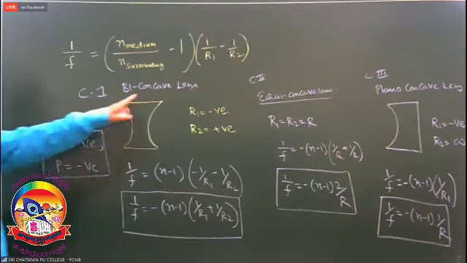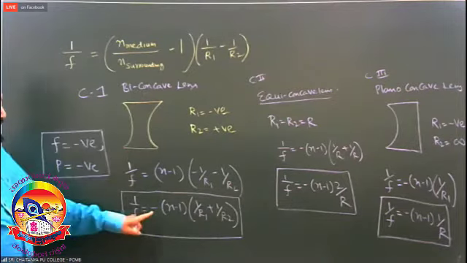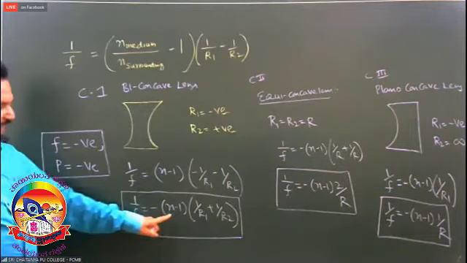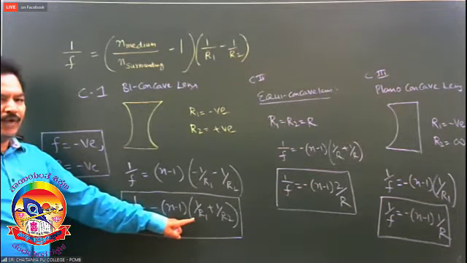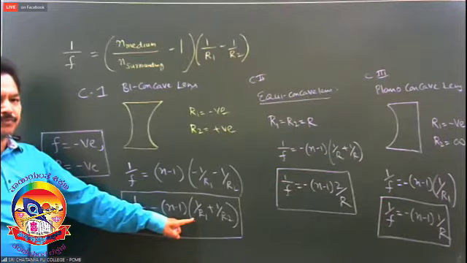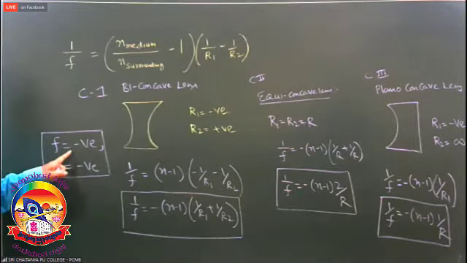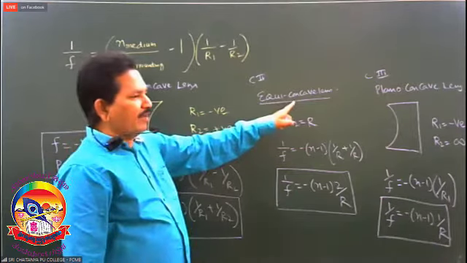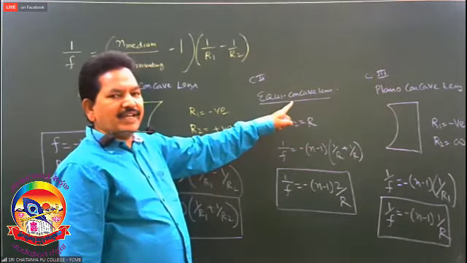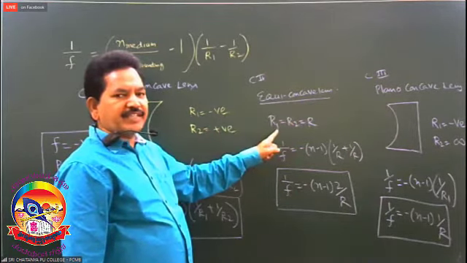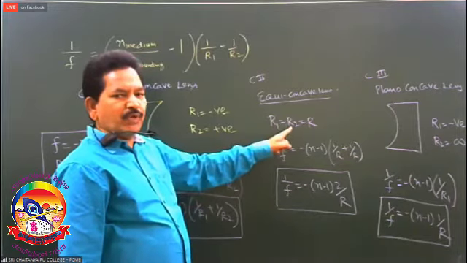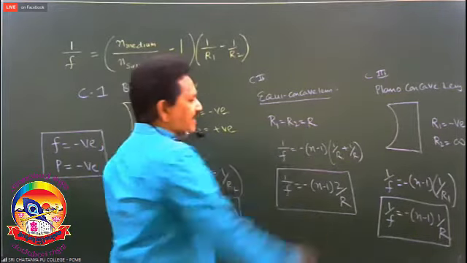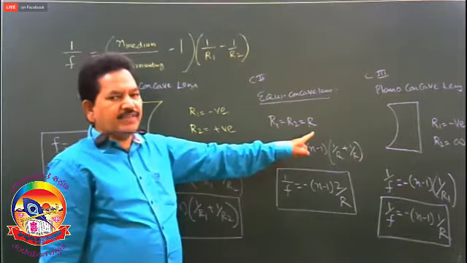Lens maker formula for a biconcave lens: 1 by f is equal to minus (n minus 1) into (1 by R1 plus 1 by R2). Focal length is negative, and power is also negative, the power of a concave lens. Second one, the equiconcave lens. Equiconcave lens means the radius of curvature of the first surface is equal to the radius of curvature of the second surface, which is equal to R.